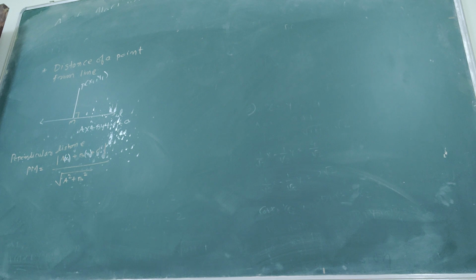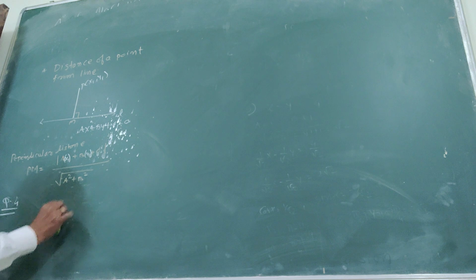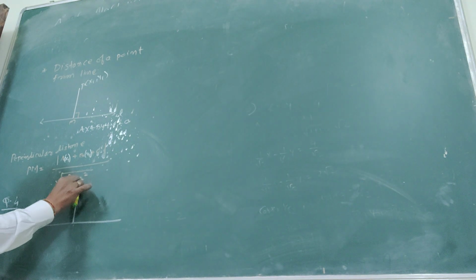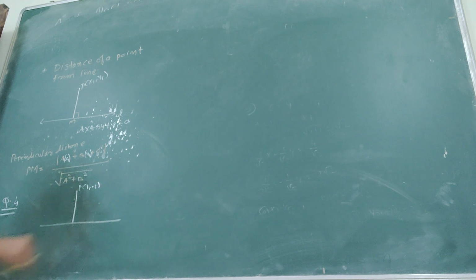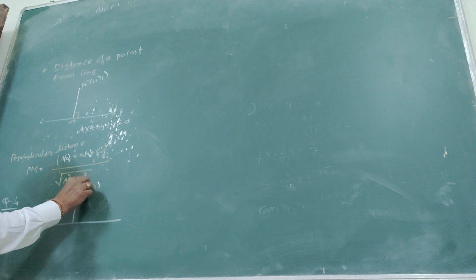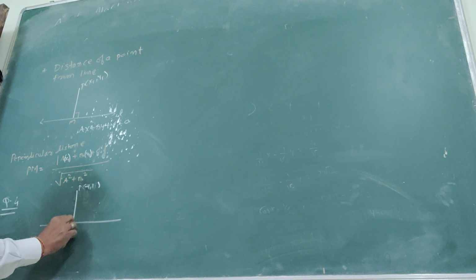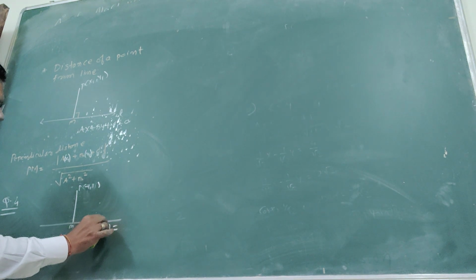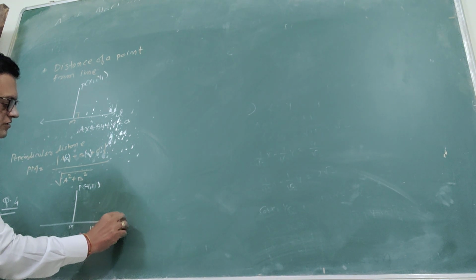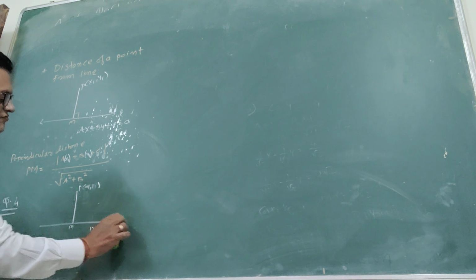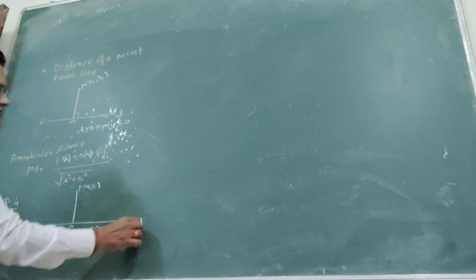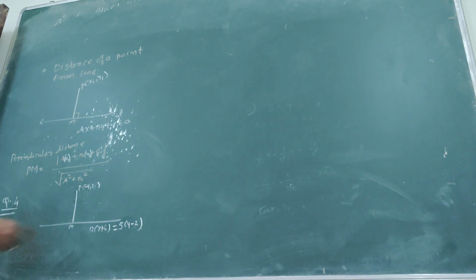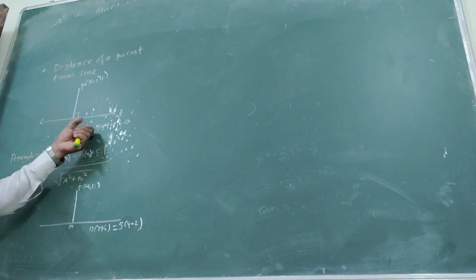Okay, so our question number 4. Find the perpendicular distance of the point P(-1, 1) to the line. The line is given: 12 into (x plus 6) is equal to 5 into (y minus 2). So first we have to convert this equation into the standard form.